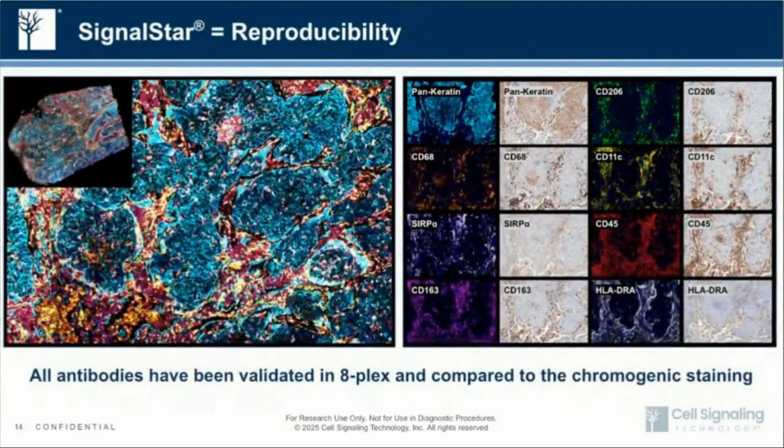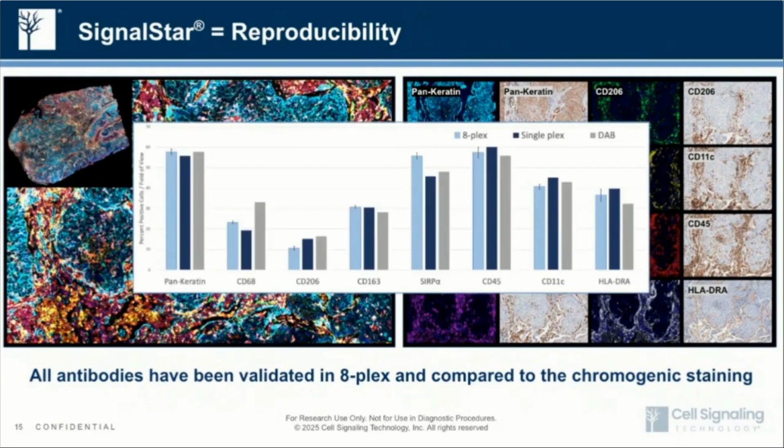So SignalStar, again, these antibodies have been rigorously validated at the same level that we perform all of our validation at CST. So all of the antibodies have been tested in all 4 channels. They've been validated in 8-plex. They've been validated in multiple multiplex panels. So we enable that flexibility of swapping antibodies in and out of different parts of the panel and enable the same reproducibility regardless of antibody swapping and panel design.